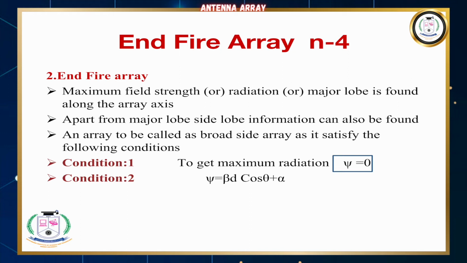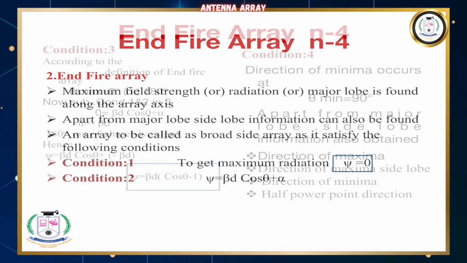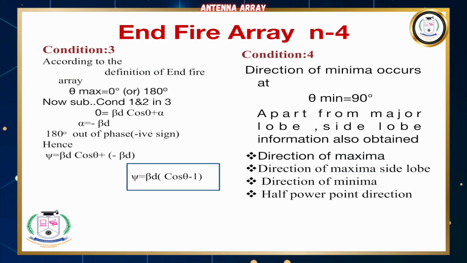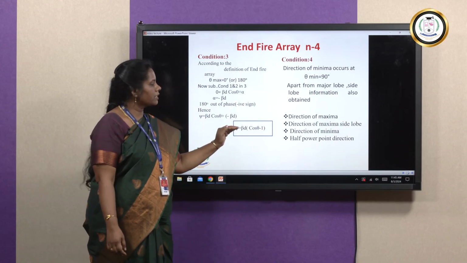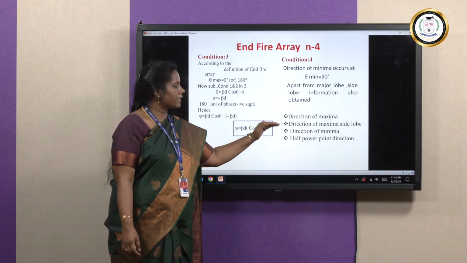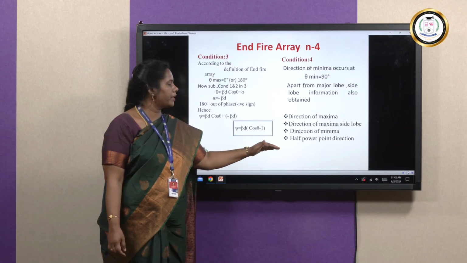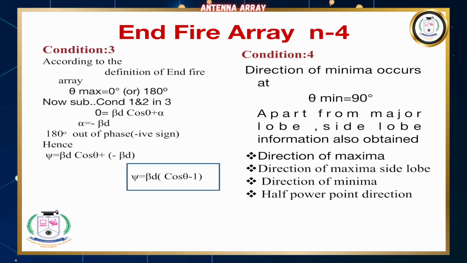So this is the difference for the end fire array. Condition number 3: beta d cos theta minus 1. Same as the broadside array, we are going for the major lobe direction, minor lobe direction, direction of maxima, direction of minima, half power point direction, as well as direction of maxima, side lobe information.